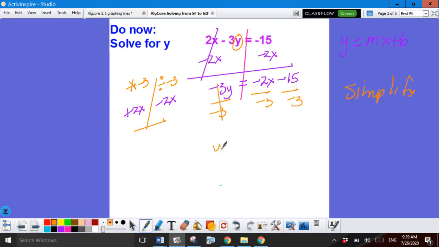So gone, y equals. Negative is a positive, so 2/3 x. -15 divided by -3 is a positive 5. So now I know my slope is 2/3 and my b is positive 5. So I can graph that line. Okay, I could graph that line.